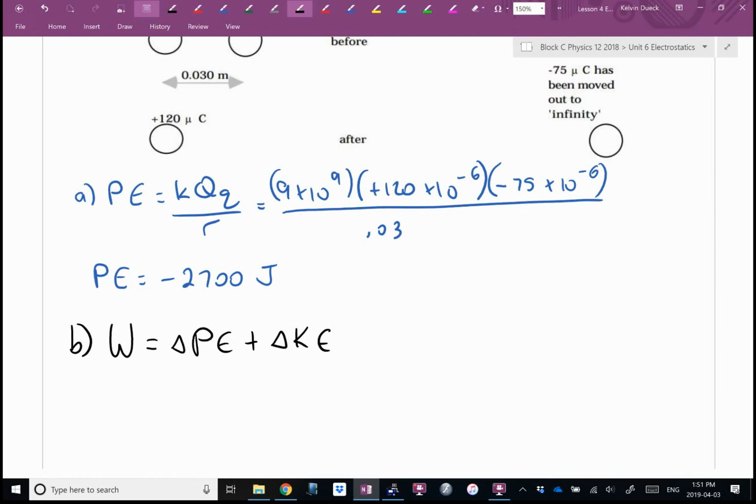We can go a little bit further, though. I think it says that we can assume that the charge begins and ends at rest. Does it not? I did say that, yeah. So we can go, haha.